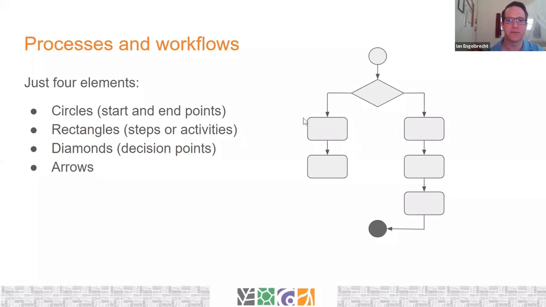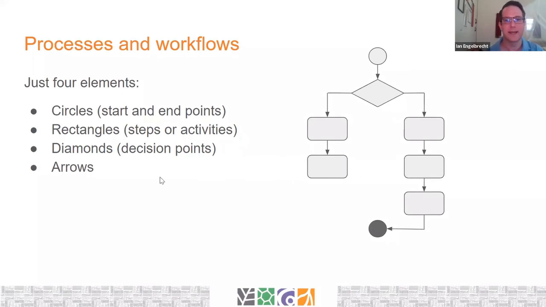And then these rounded rectangles are the individual steps in a workflow. So these are small, discrete steps. If you're doing a workflow for a data request, it might be extract data from the database. That's the first step. The next step might be standardize fields to Darwin Core terms, that kind of thing.